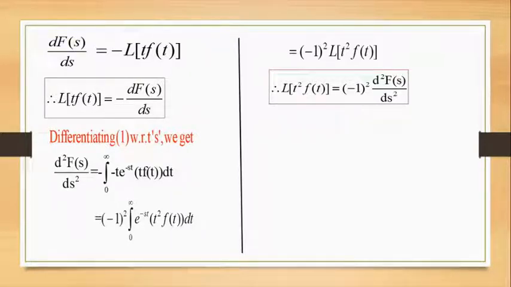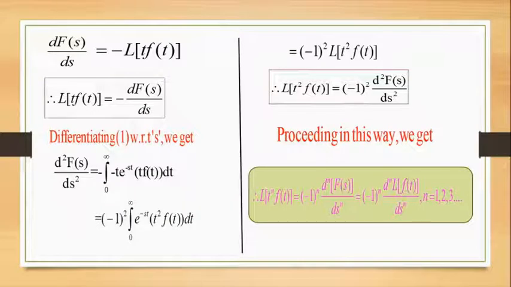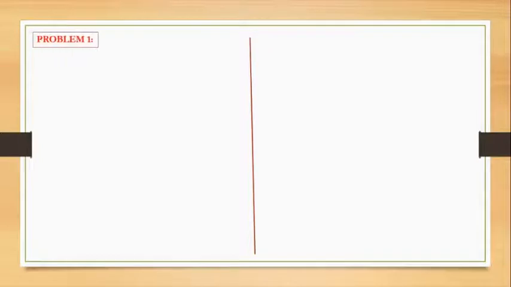So, we proceed this for n times and we get Laplace of t power n f of t is equal to minus 1 to the power of n d power n by ds power n capital F of s, which could also be written as minus 1 to the power of n d power n divided by ds power n Laplace of f of t for n taking the value 1, 2, 3, etc. Now we move into some examples to understand the concept far better.